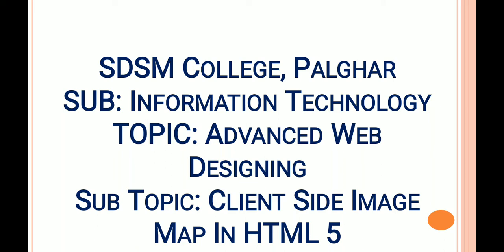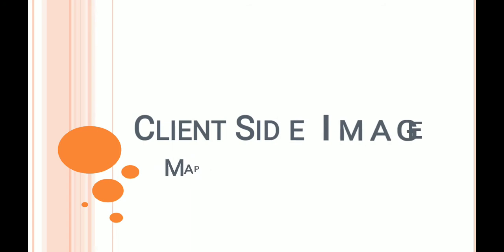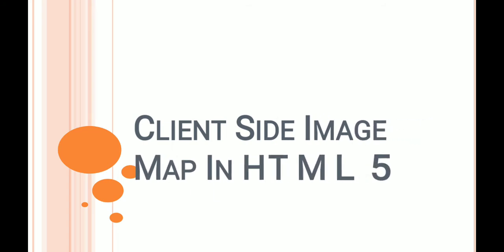Welcome students. Today we are going to learn another concept, which is nothing but the client side image map in HTML5. As we already learned the basic concept of image map, where we can create multiple hyperlinks on a single image. There are two types of image map. One is client side and another one is server side. Client side depends on client machine whereas server side depends on server machine. In our syllabus we only have the client side image map concept.